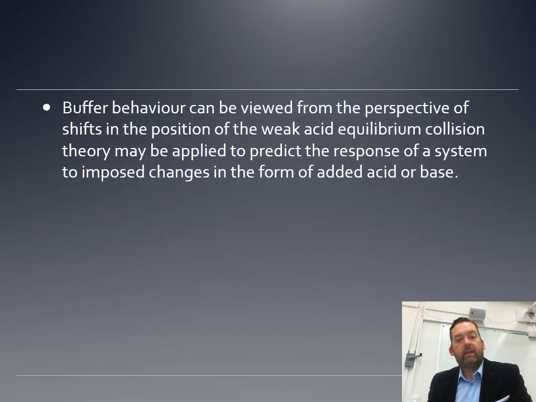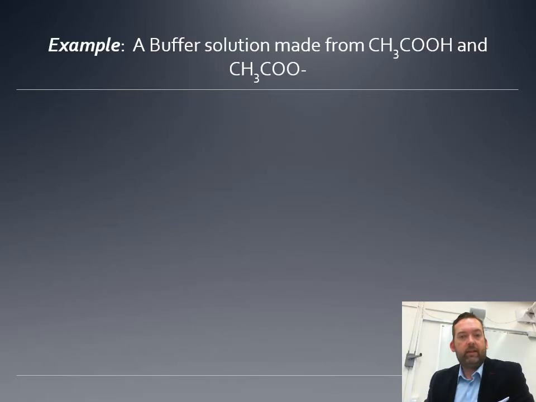So buffer behavior can be viewed from the perspective of shifts in the position of equilibrium, and collision theory can be applied to predict the response of a system. Now remember that in the year 12 course as it stands at the moment, Le Chatelier's principle can only be used to predict. If we want to make an explanation, we need to use collision theory, so remember that. Okay, so let's look at an example.